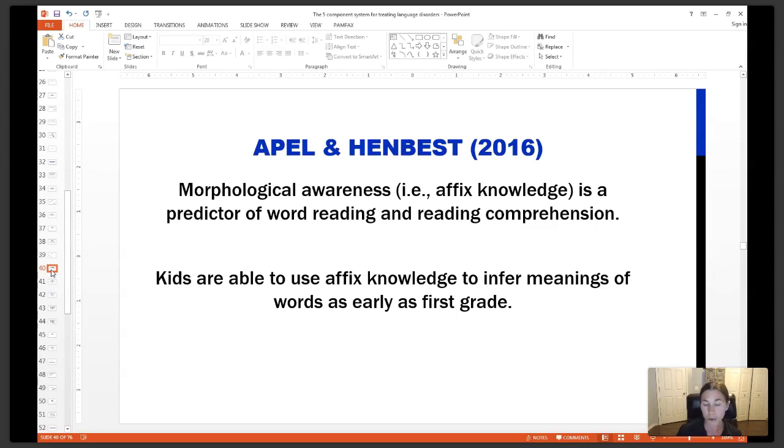Kids are able to use affix knowledge to infer meanings of words as early as 1st grade. So even if your kids can't do this perfectly, even if they can't spell the words perfectly or read them perfectly, you can still be working this into your therapy as early as 1st grade. As soon as your kids are starting to read, you can be working that element in and at least pointing it out to your kids. Okay.